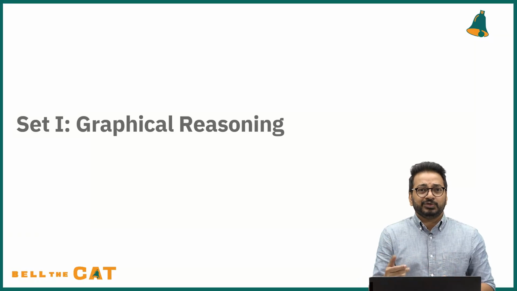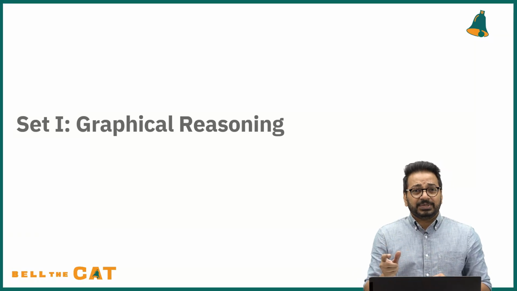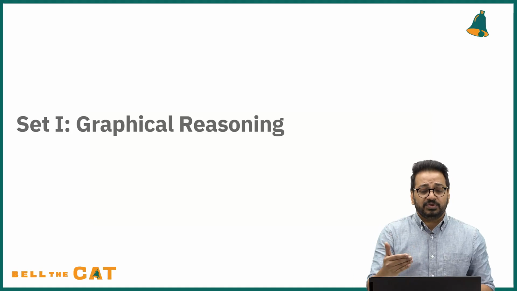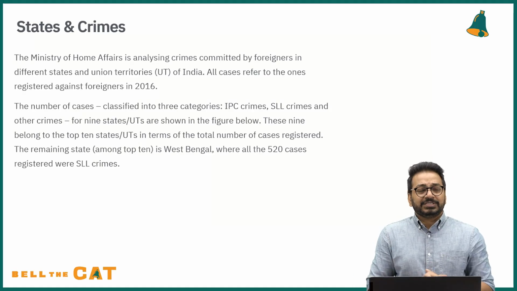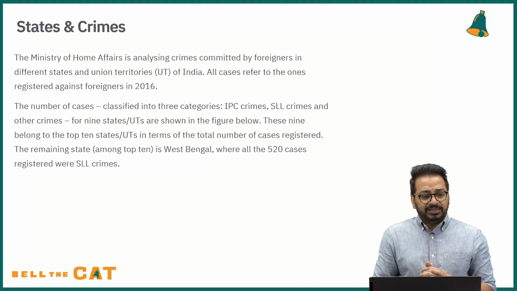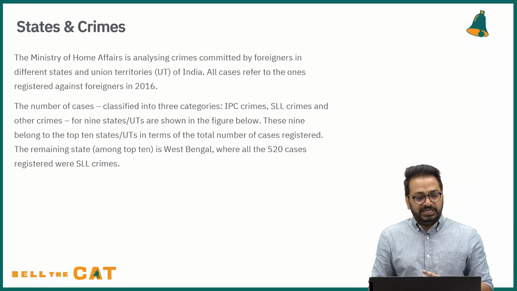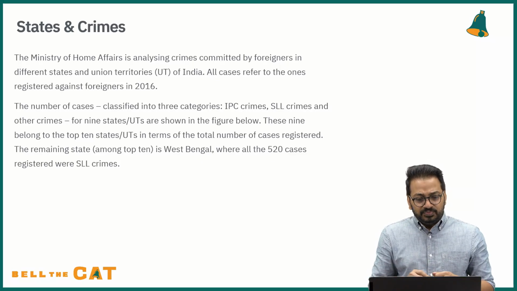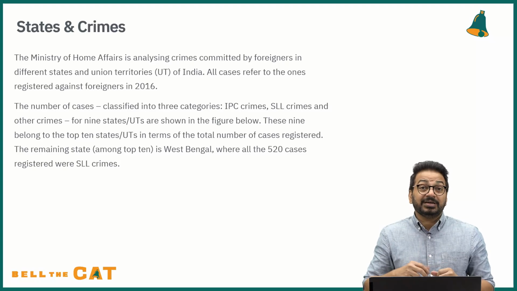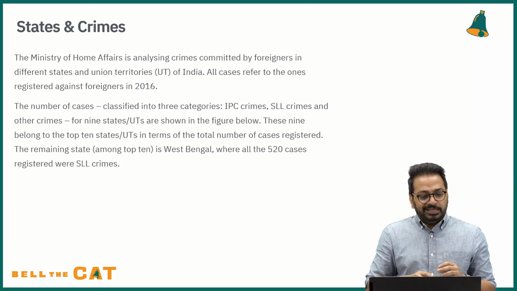If you need to pause the video to actually interpret the tables, you can do that and then go ahead. Now, what does it say? The title of the set is States and Crimes. The Ministry of Home Affairs is analyzing crimes committed by foreigners in different states. All cases refer to the ones registered against foreigners in 2016.